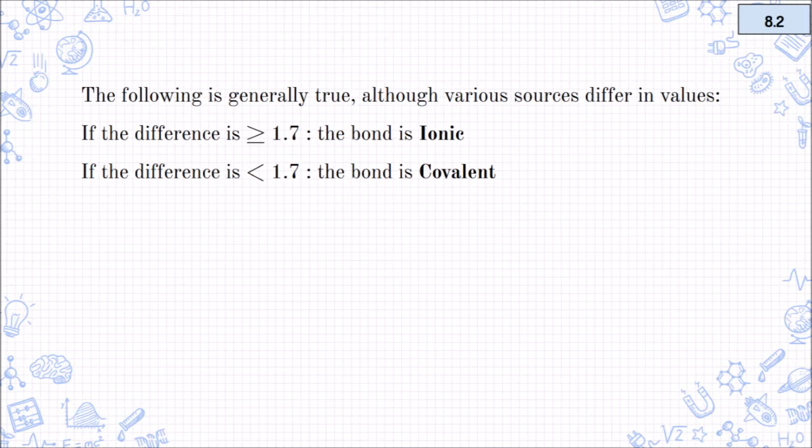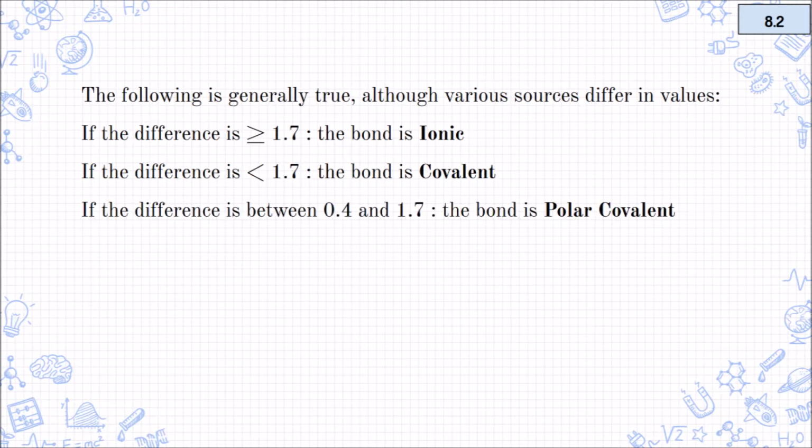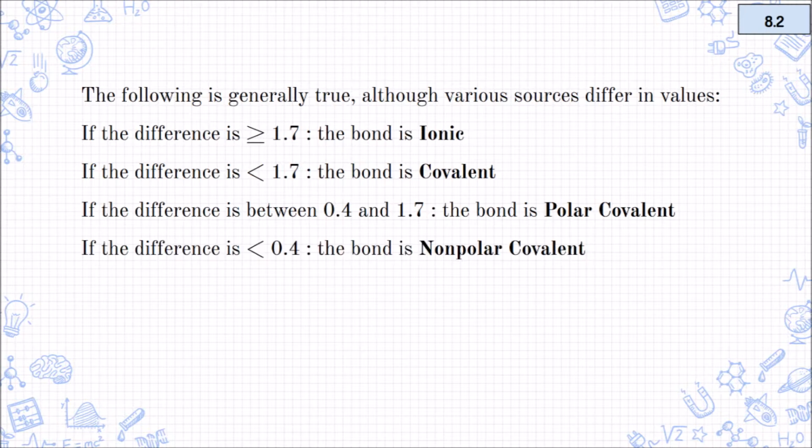If the difference is less than 1.7, we can say that the bond is covalent, or that there is a certain degree of sharing occurring. If the difference is between 0.4 and 1.7, this sharing is still unequal, hence the bond is polar covalent. If the difference is less than 0.4, the sharing can be assumed to be equal. The bond is nonpolar covalent.